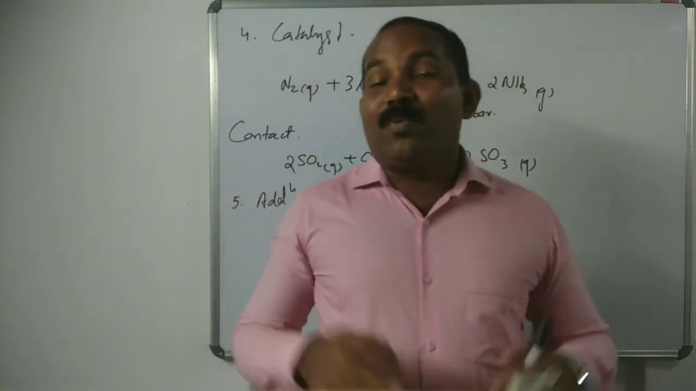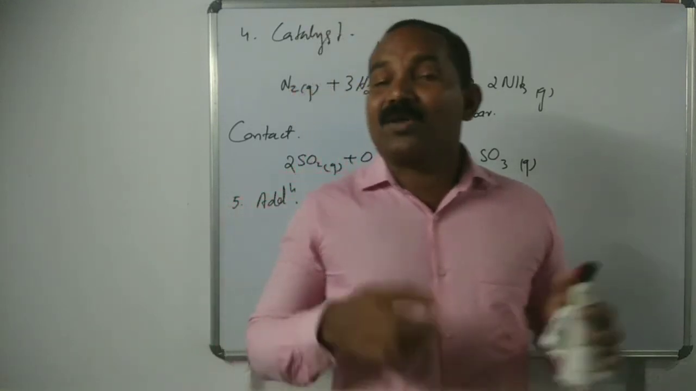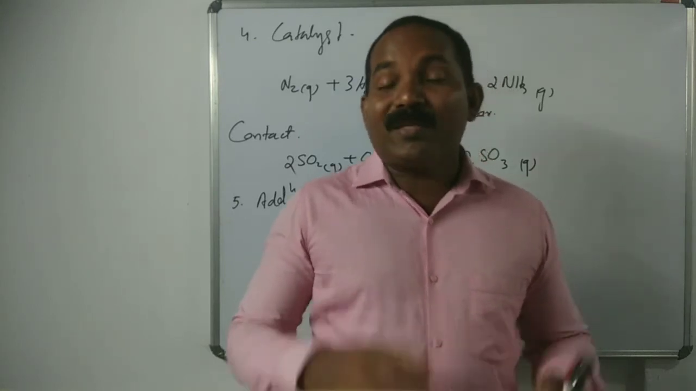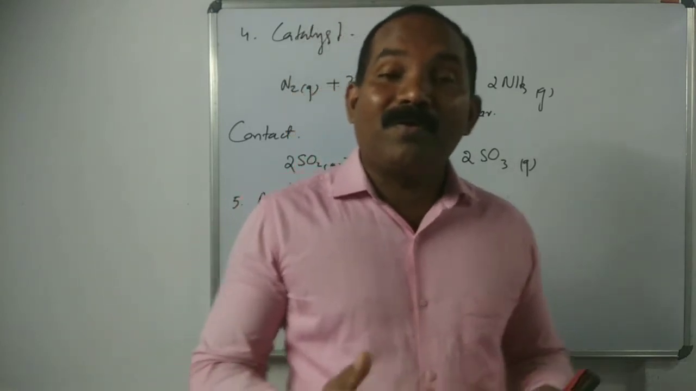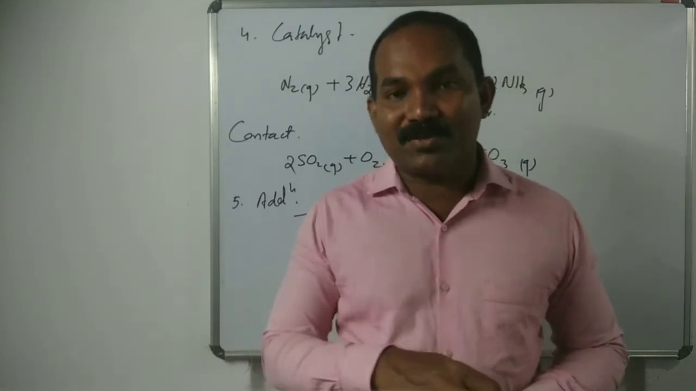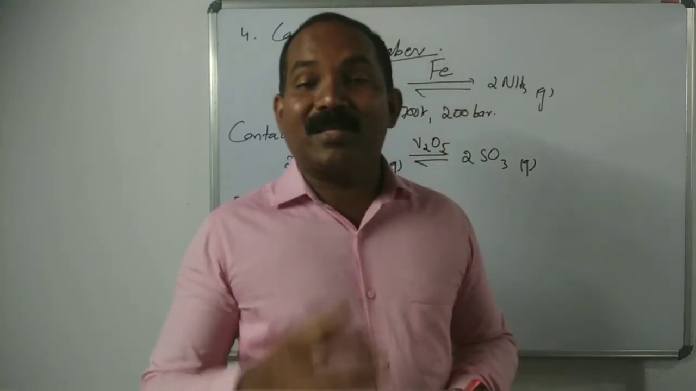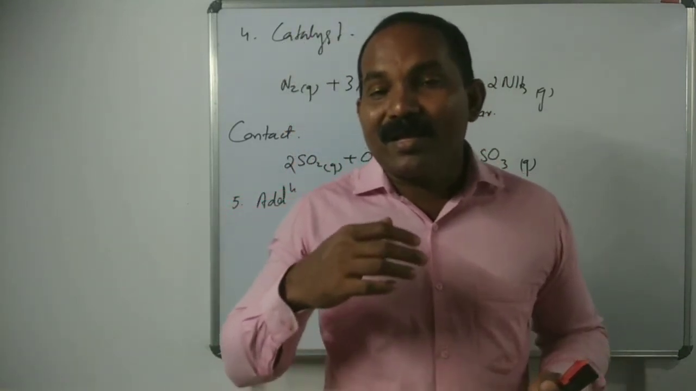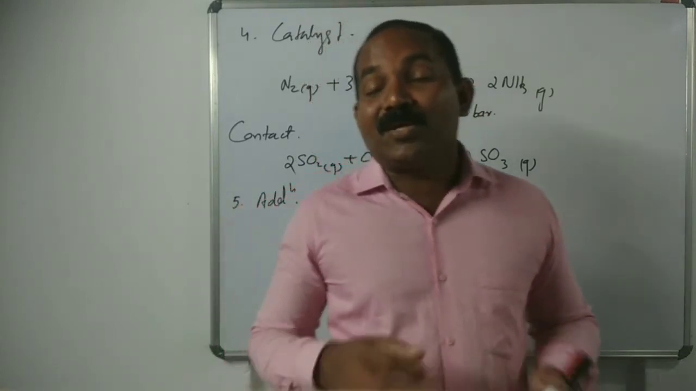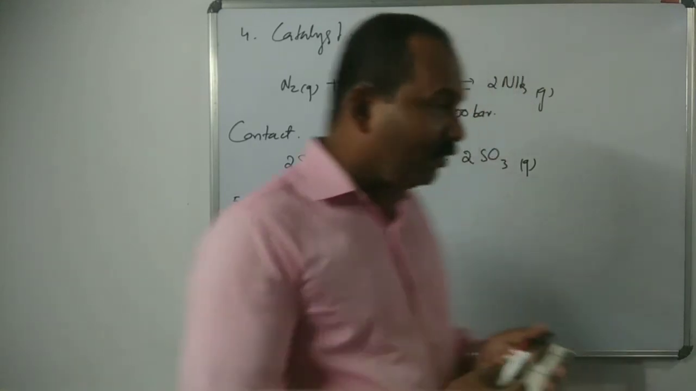But when we add inert gas at constant pressure, the volume will change. When the volume increases, the number of reactant molecules per unit volume decreases, and thus it will affect the equilibrium. When inert gas is added to an equilibrium at constant pressure, the equilibrium is shifted to where the number of moles increases.